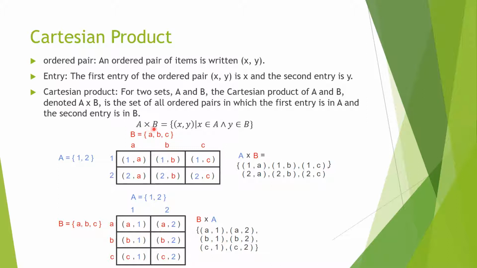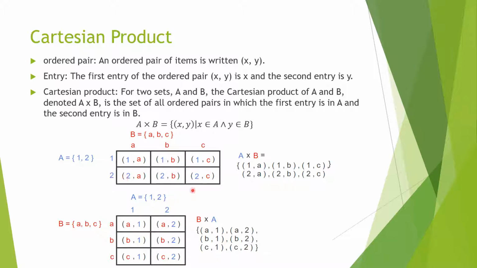Formally, you can use the following set builder notation. A times B is equal to the ordered pairs (x, y) such that x is in A and y is in B. Let's assume that A contains the numbers 1 and 2 and B contains the letters a, b, and c. So if you draw a table, in the first row you write all the ordered pairs whose first entry is 1, and in the second row write all ordered pairs whose first entry is 2, and then in the first column write all ordered pairs whose second entry is a, and in the second column write all ordered pairs whose second entries are b, and in the last column write all ordered pairs whose second entries are c.